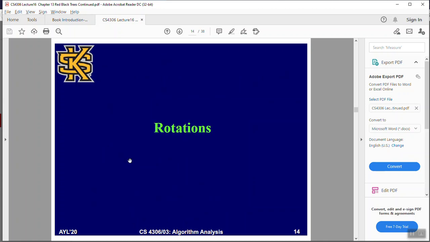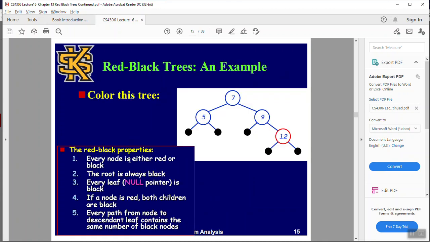So let us jump into rotation. In order to understand the rotation of red black trees, if you understand the rotation of AVL trees, you can understand it easily. But if you have not seen that video on AVL trees, that is fine, I will try to explain it here again.